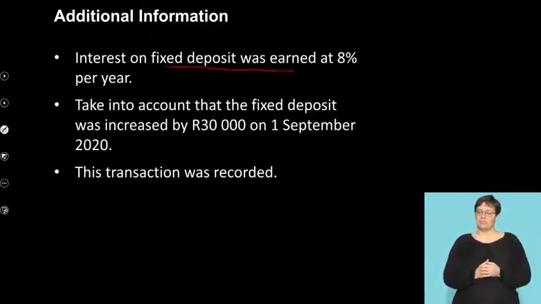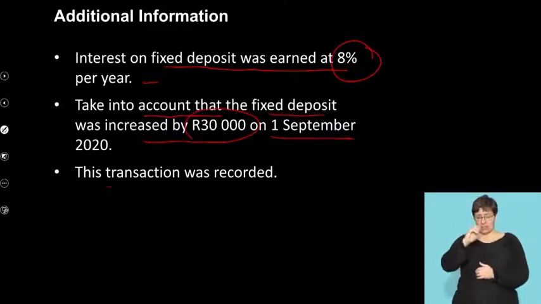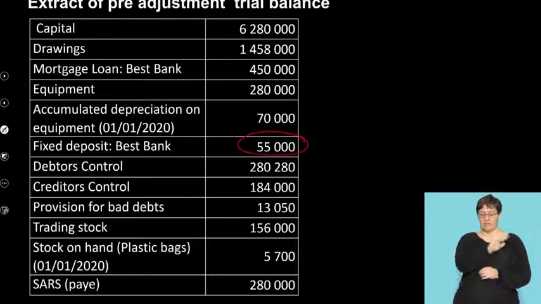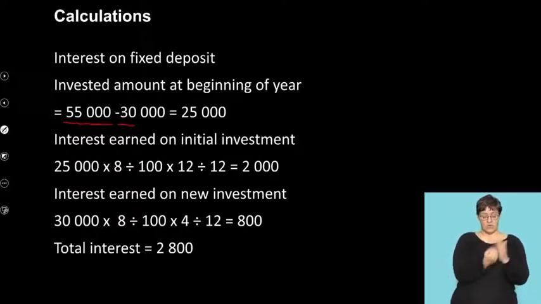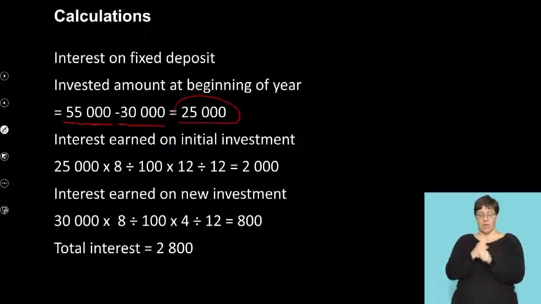Interest on the fixed deposit was earned at 8% per year. Take into account that the fixed deposit was increased by 30,000 on the 1st of September. This transaction was recorded. Okay, here we go. So there's my fixed deposit. Let me identify where it is, there it is, 55,000. So when I'm doing my calculation, remember, 55,000 is the new amount minus the amount that we increased it during the year, to give me my old amount of 25,000.